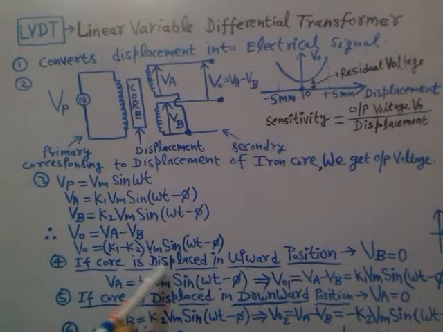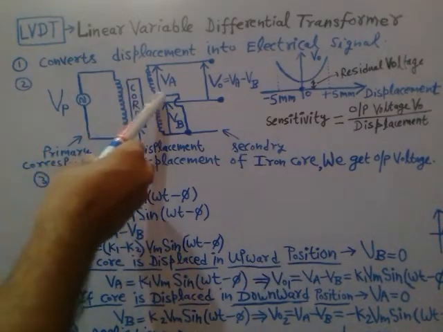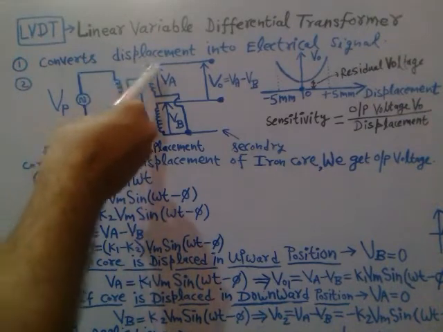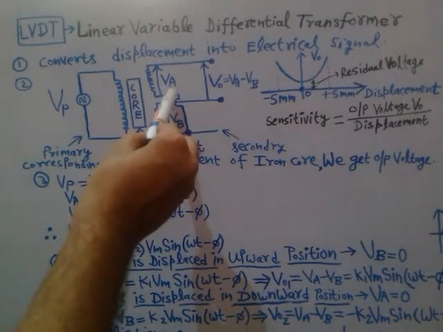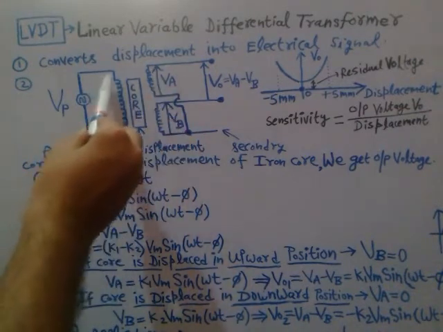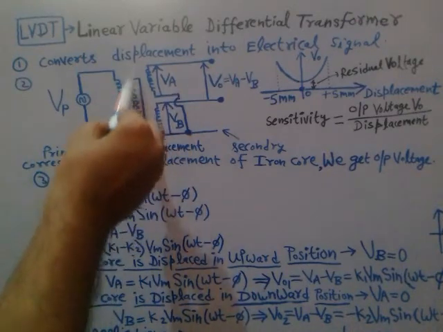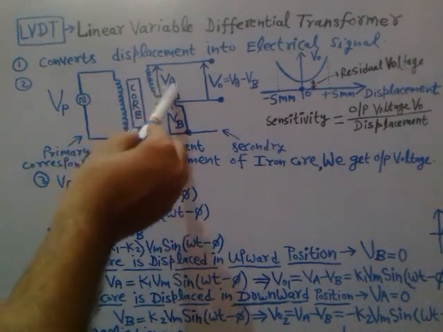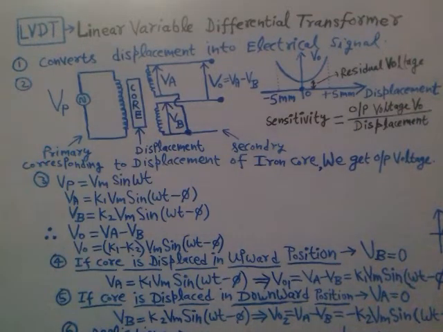So if the core is displaced in the upward position, that means the soft iron core is in the upper part of the secondary winding, the flux lines will link with this upper part of the secondary winding only through this soft iron core, right? And only the induced voltage Va will be obtained, and in that case Vb will be 0, right?